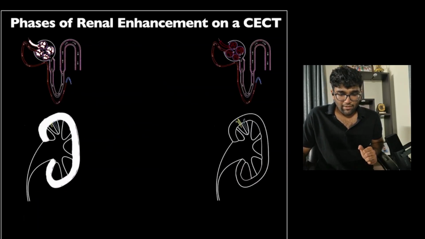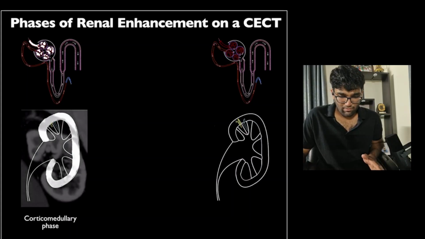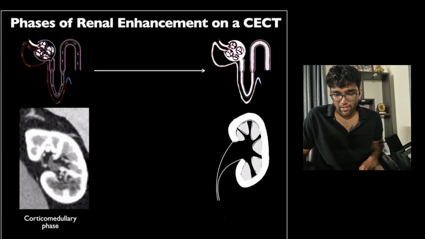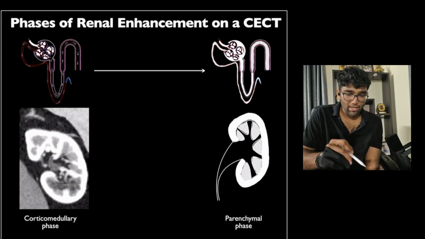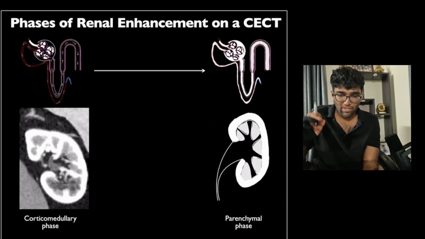So now again, to drive home the point, the corticomedullary phase is on the left side, and that is what it looks like. And then we have the nephrographic phase, the parenchymal phase, on the right side, and that is what it looks like, and that is what is happening. In the corticomedullary phase, there is contrast within the glomerular capillary bed, yet to be filtered adequately. And then eventually we have the nephrographic phase, in which we have contrast that has been filtered and has reached the collecting tubules.